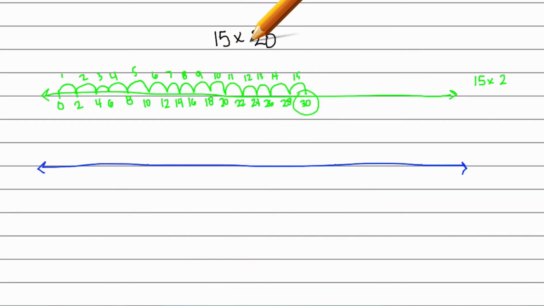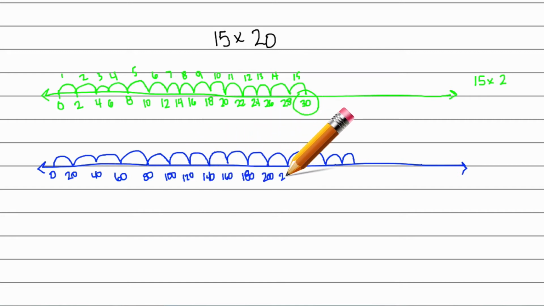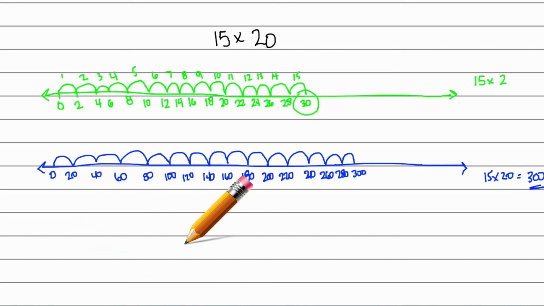Well, in this case, I can think of it the same way, but I can just count by 20's instead of counting by 2's. So I would do 0 to 20, 40, and I would get all the way up to 300. So 15 times 20, counting by 20 15 times, would give me 300. So using a number line is another thing that can help you multiply across tens. And then there's even another way that you can use.